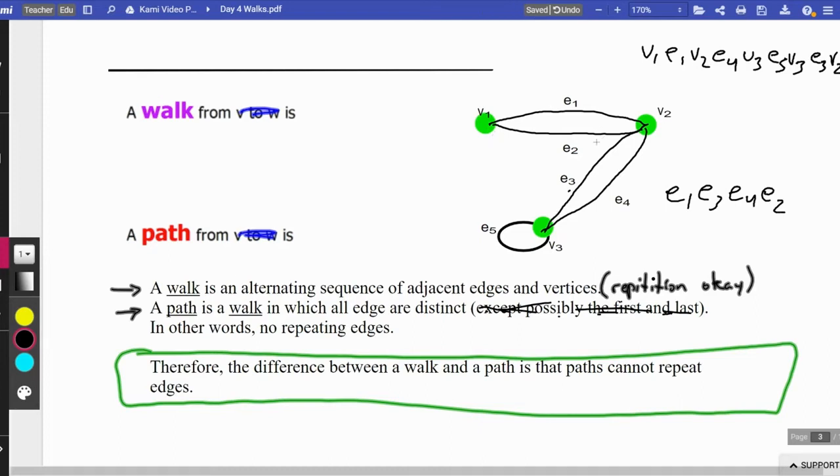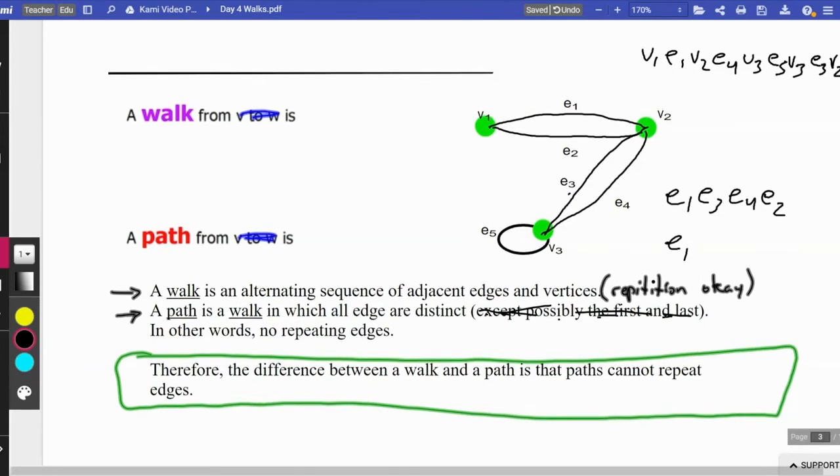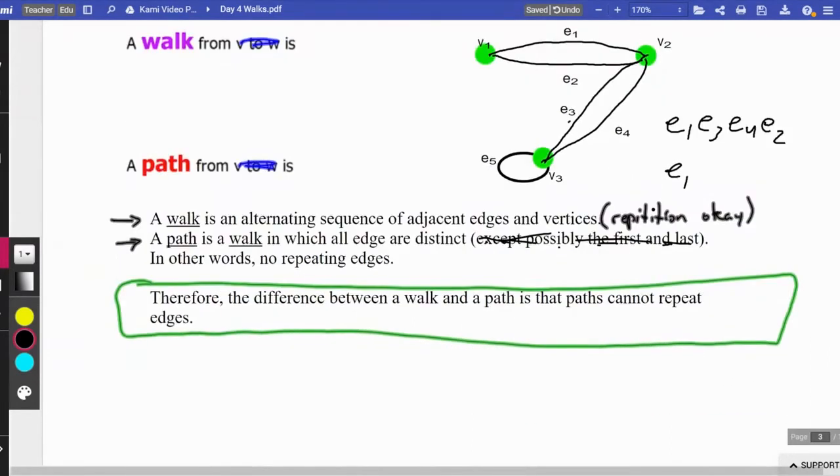So that's a path. I could have also just said, hey, I'm going from V1 to V2, and I want a path. All right, E1, done. So there's no specific length or anything, and you don't have to go anywhere or start any specific place unless indicated.